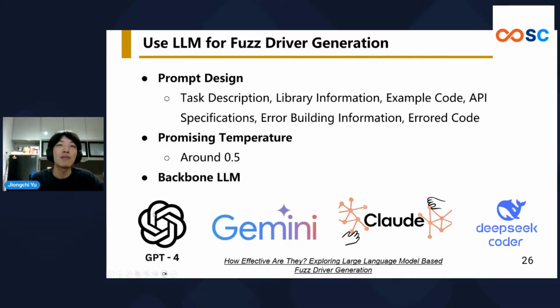For example, on how to design the prompt, we should include the task description, the library information, and example code. And if we are going to build the fuzzers, we can send the error code to let the LLMs analyze the code and the errors for us, which will speed up the project development very quickly. For backbones, I would suggest using whatever LLM resources you can. But from the experiments, so far it seems that GPT-4 has the highest performance.